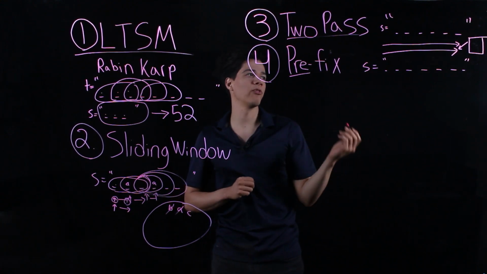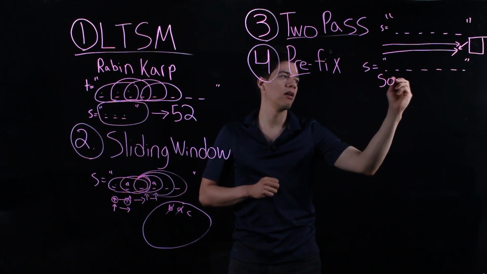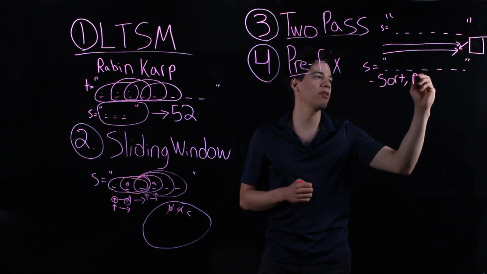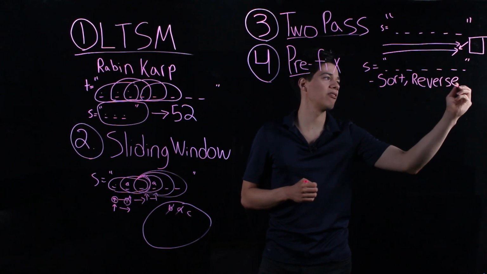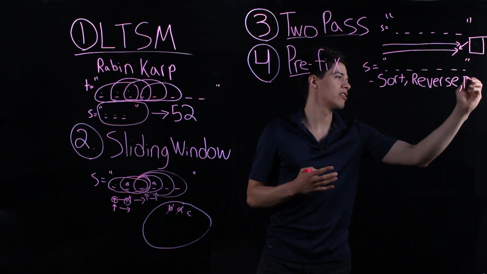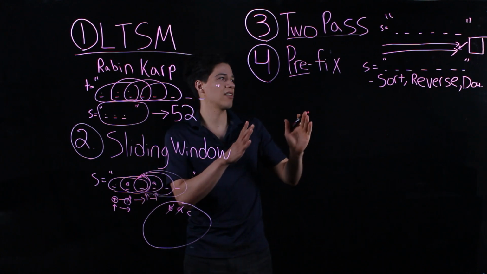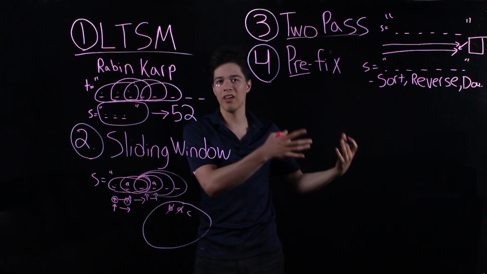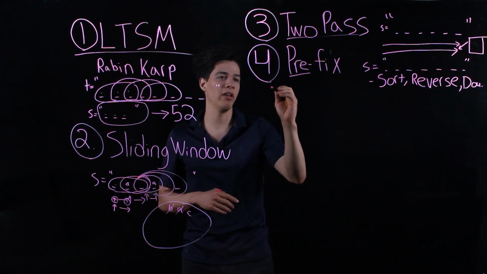Well, what happens if before I even do anything, I sort it first? So now the problem becomes easier. Or instead of sorting, what if I reverse everything in this string? Or instead of reversing, what if I double the string? So all these are just different ways to make a problem easier, to prefix it before we even get started. And it's another very common technique for solving string-related questions.